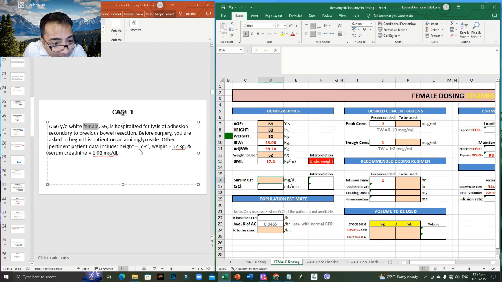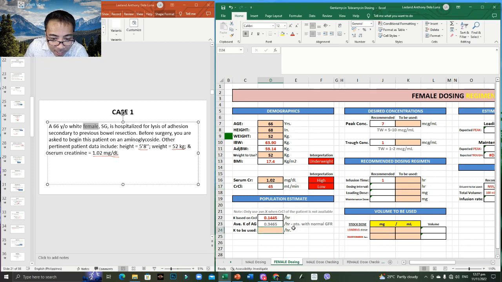Now, ang serum creatinine ng patient natin is 1.02. And that's a bit high for an elderly. Okay, and the creatinine clearance, class, is kinda low. Kasi mataas ang serum creatinine. Okay, so ang galing, no?